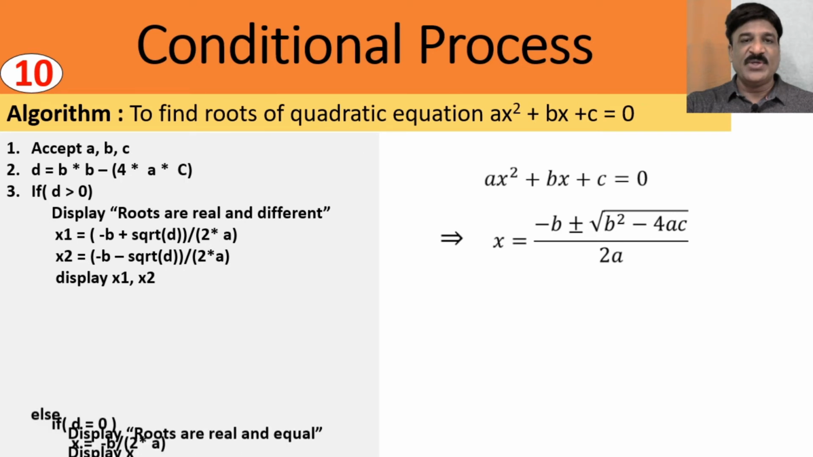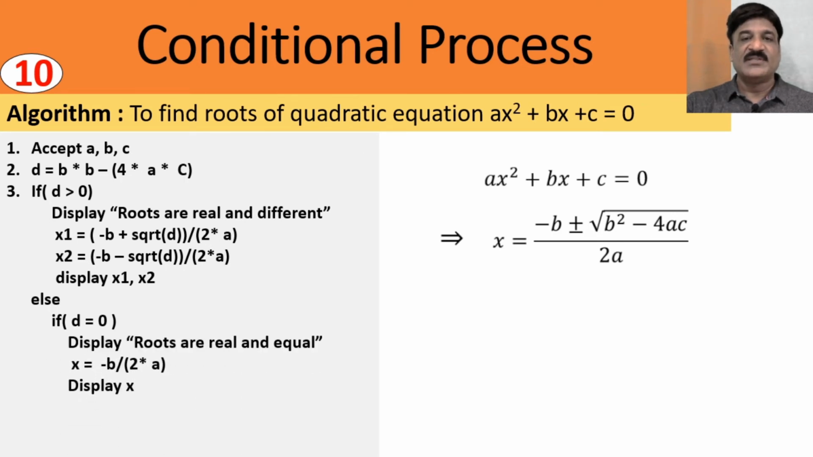Now, if it is equal to 0, then the roots are real and equal. It means the value of b square minus 4ac is 0. The square root of 0 is 0. So what is left? Minus b upon twice a. So there will be only one root. So display that result. And otherwise, the roots are imaginary or complex.